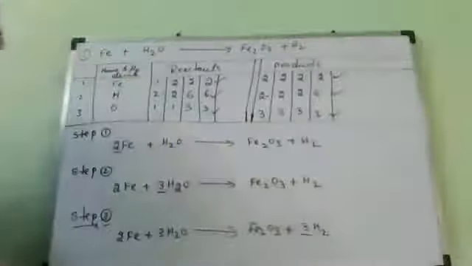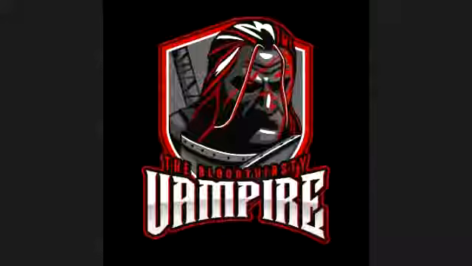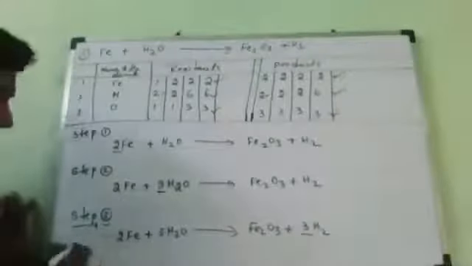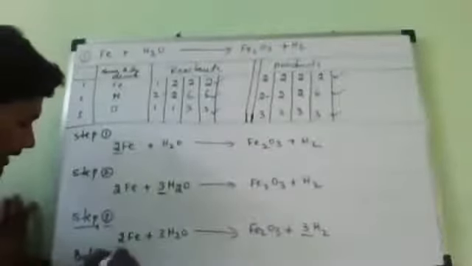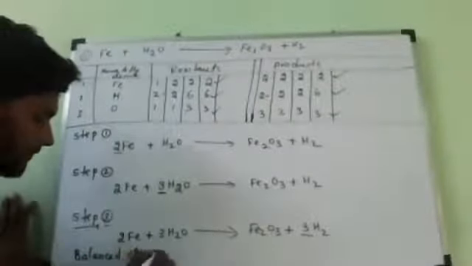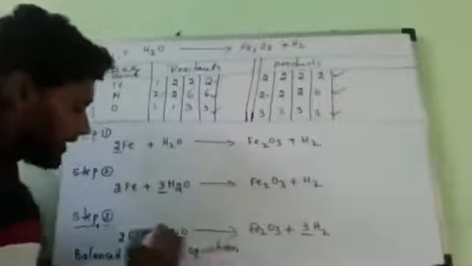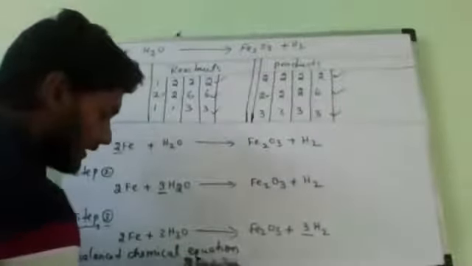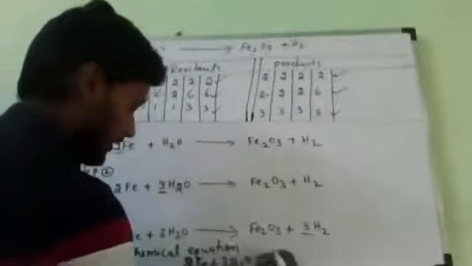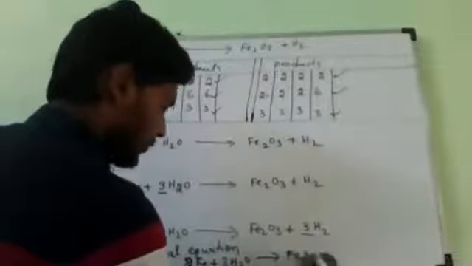Is it balanced or not? Yes, sir. So this is what is known as a balanced chemical equation. You have to write it at the last: balanced chemical equation. You have to write this equation and make a box. 2Fe plus 3H2O will give you Fe2O3 plus 3H2. That's all. Is it okay?